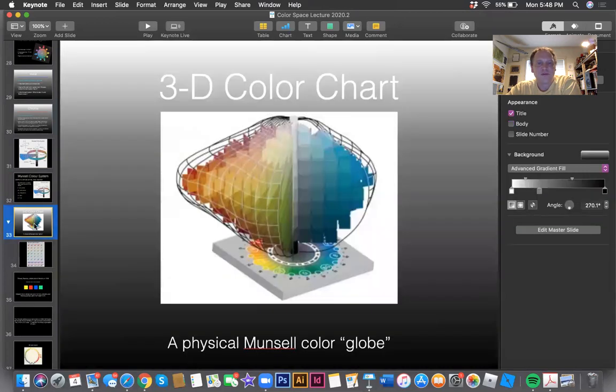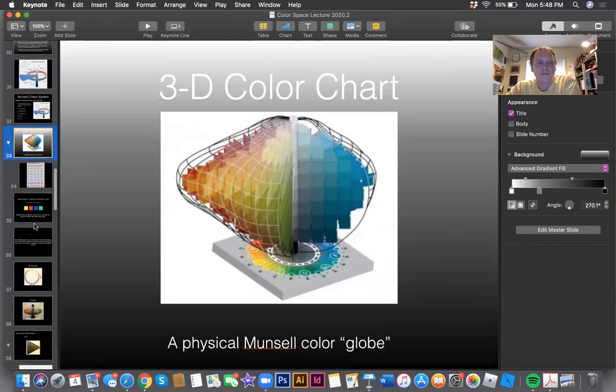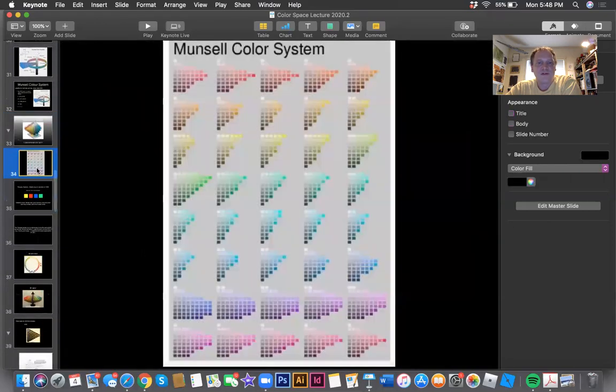Here's his globe from the side. And then here's a chart of all of these different colors, these different hues, and their amount of available intensity. So you can see there's a large amount of intensity in this magenta, and a lower range of intensity in the blue-green, like we pointed out before.